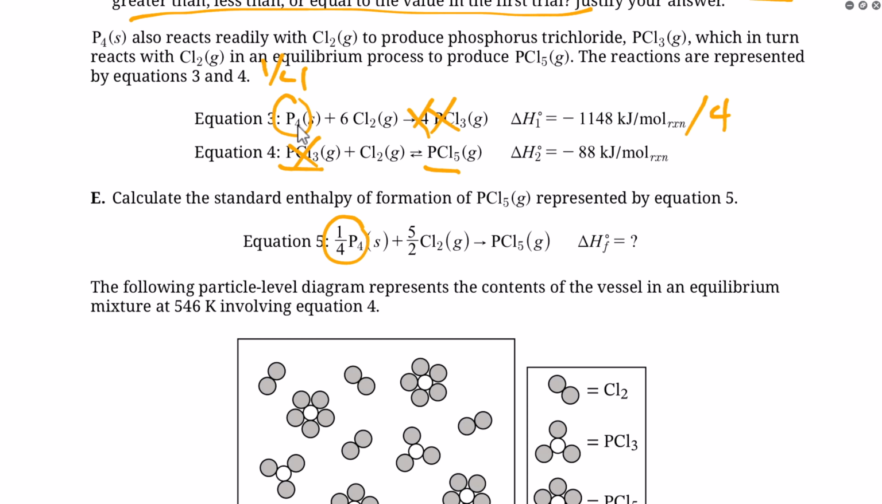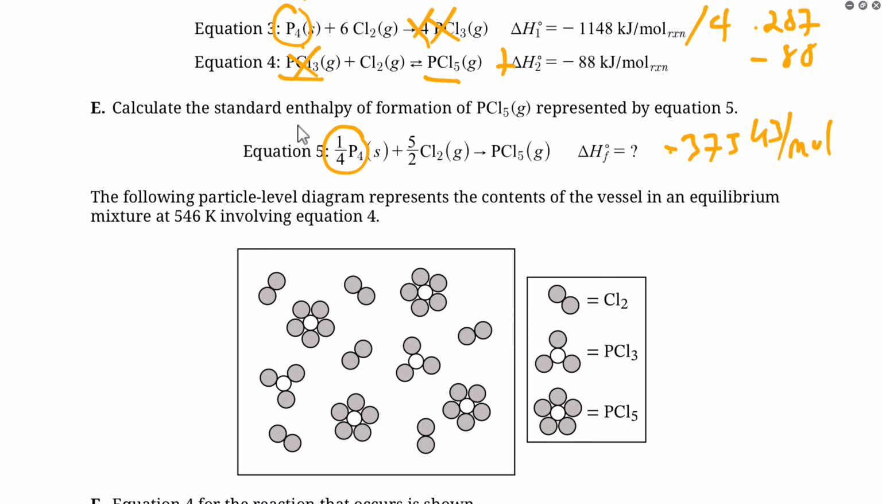So we're going to take negative 1148, divide that by 4, so negative 287, and then I'm going to add to that negative 88 with enthalpy values. When you do Hess's law, you just simply add them together. So negative 287 plus negative 88 gives us negative 375 kilojoules per mole. Awesome. So let's keep moving on.